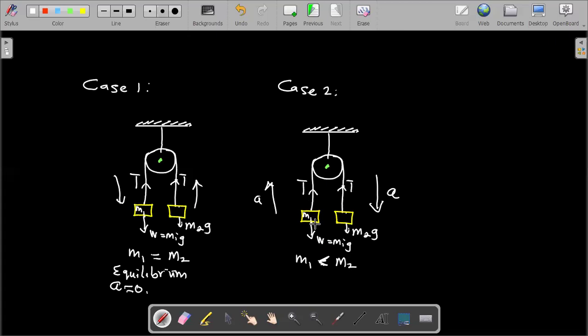So in that case, let's do something now. Let's write a force balance around each of the masses. Force balance around mass M1.